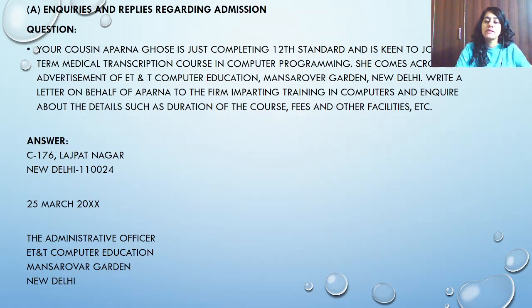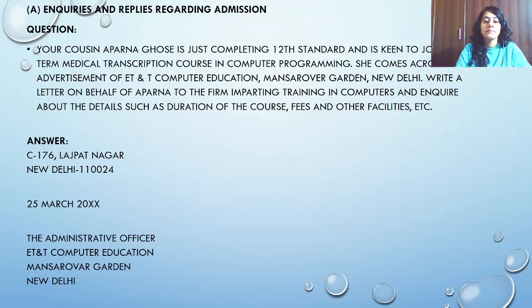The first one is inquiries and replies regarding admission. Your cousin Aparna Ghosh has just completed 12th standard and is keen to join a short-term course in computer programming. She comes across an advertisement of ET and Computer Education, Mansarovar Garden, New Delhi. Write a letter on behalf of Aparna to the firm imparting training in computers and inquire about the details such as duration of the course. So they've told you what all things you need to inquire about.